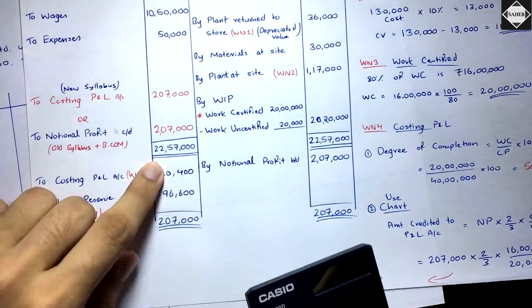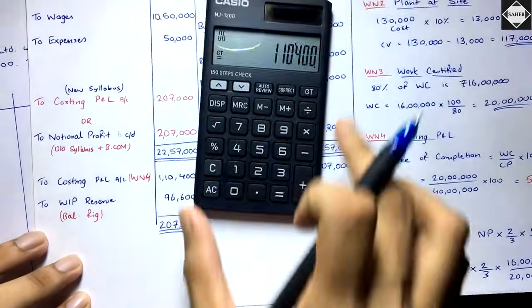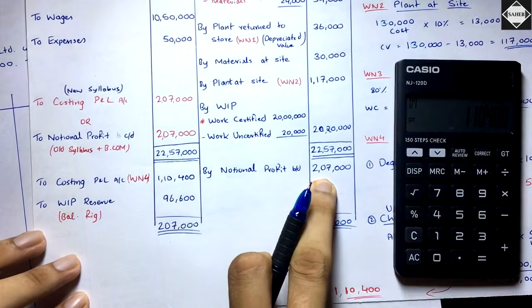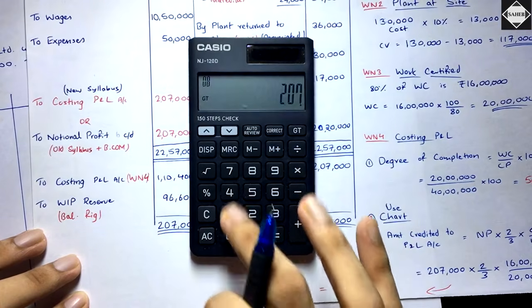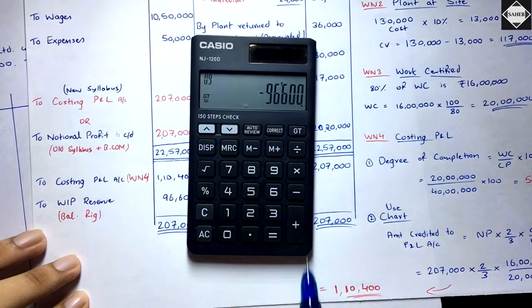So I have taken that over here, and then I will subtract it from the notional profit, so that I can find out the balancing figure. So 1,10,400 minus notional profit 2,07,000, that's equal to 96,600.